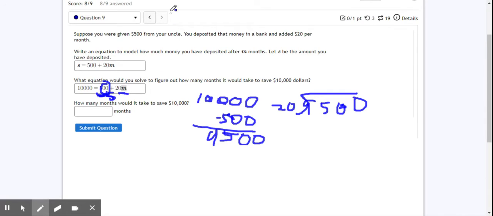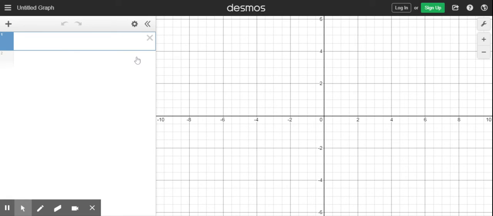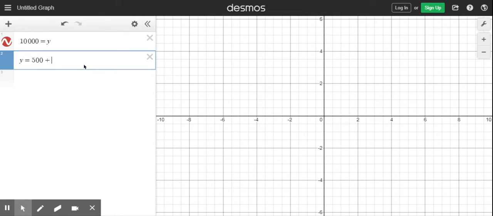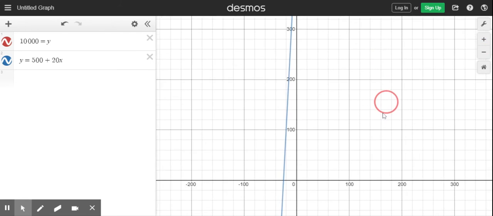Now, there's some other options. Let me show you on Desmos what that would look like just real quick. If you had a tab open with Desmos, which is also a calculator, you could do something like 10,000 is equal to your savings. Let's call that Y though. And then we also had Y is equal to 500 plus 20x. Notice I changed it to y and x. Computers and calculators really prefer y and x. And then I'm going to zoom out.